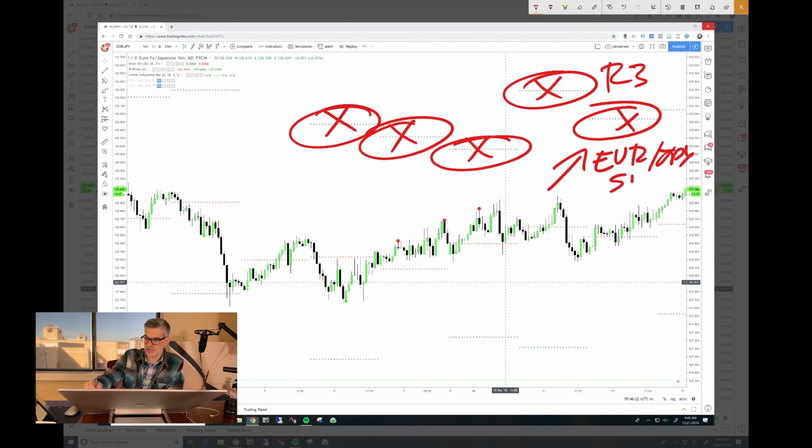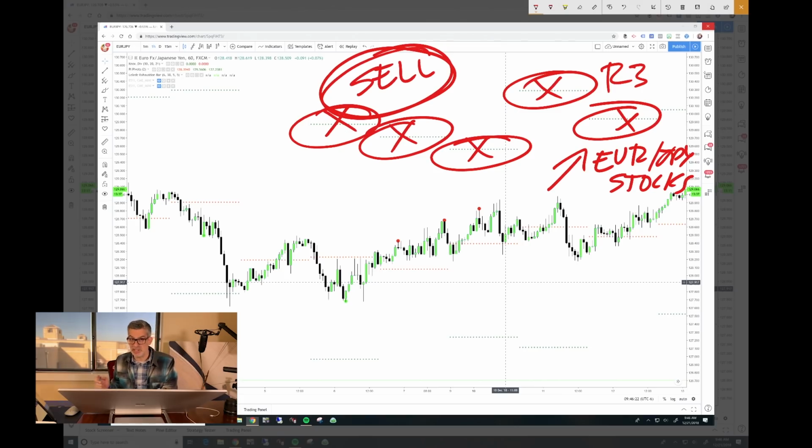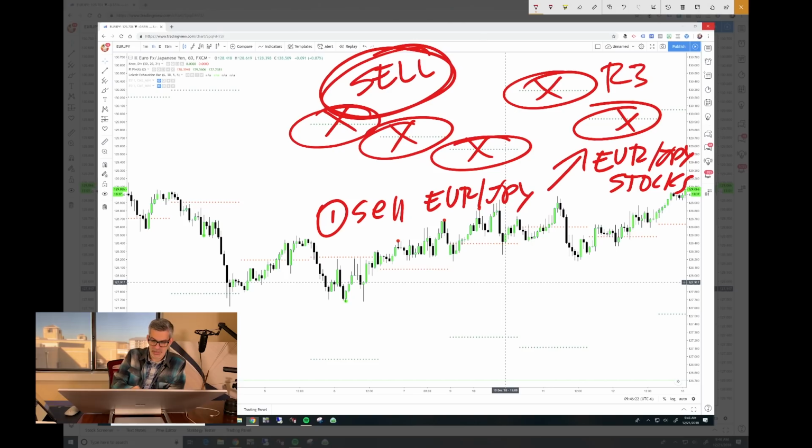stocks up. But it's a bear market. So if these levels are ever hit, it's a sell trade big time. It's the biggest one of all the ones we've just mentioned. That would be where I would, one, sell euro yen, but I would double the size of my trade.